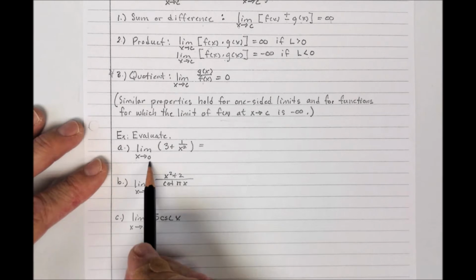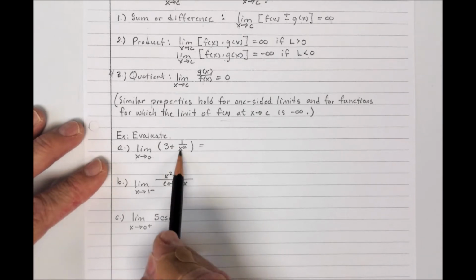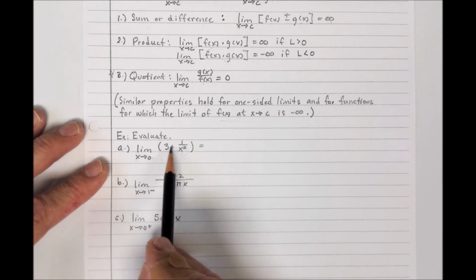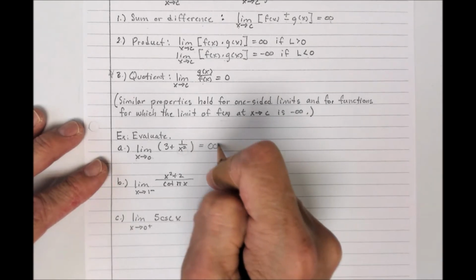As x approaches 0, it doesn't matter whether it's approaching from the right or from the left, because I am squaring it, this is going to be a really small positive number. 1 divided by really small is really big. 3 plus really big is really big.